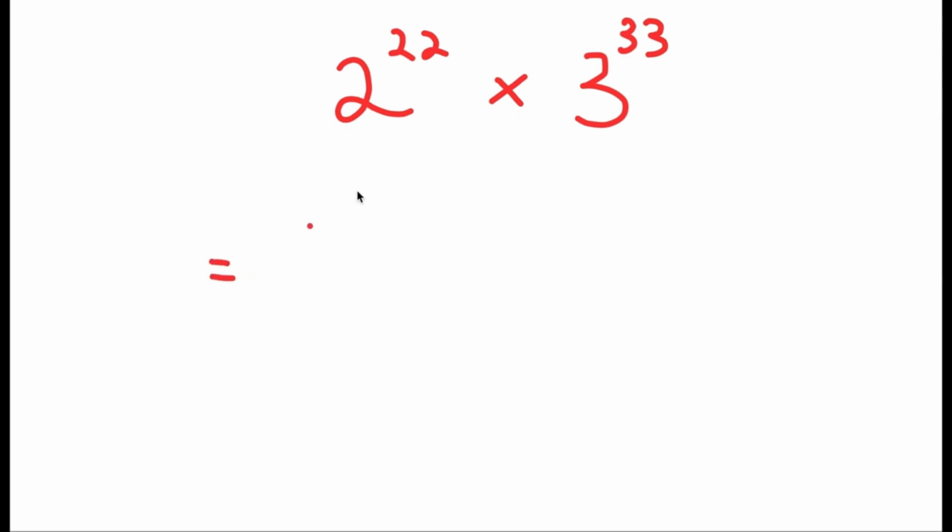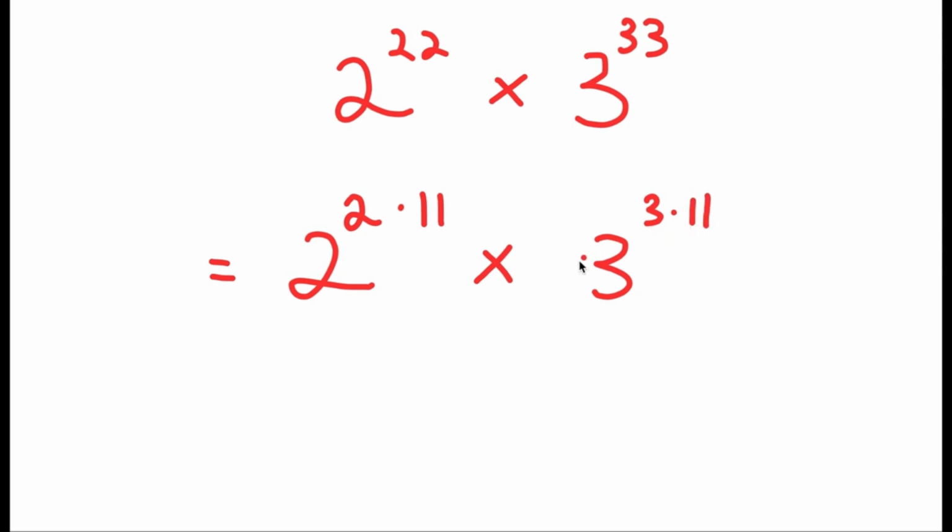Alright, so in this video, I'm going to solve the problem 2 to the power of 22 times 3 to the power of 33. To solve this, I'm going to first rewrite 2 to the power of 22 as 2 to the power of 2 times 11. And I have this times 3 to the power of 3 times 11.